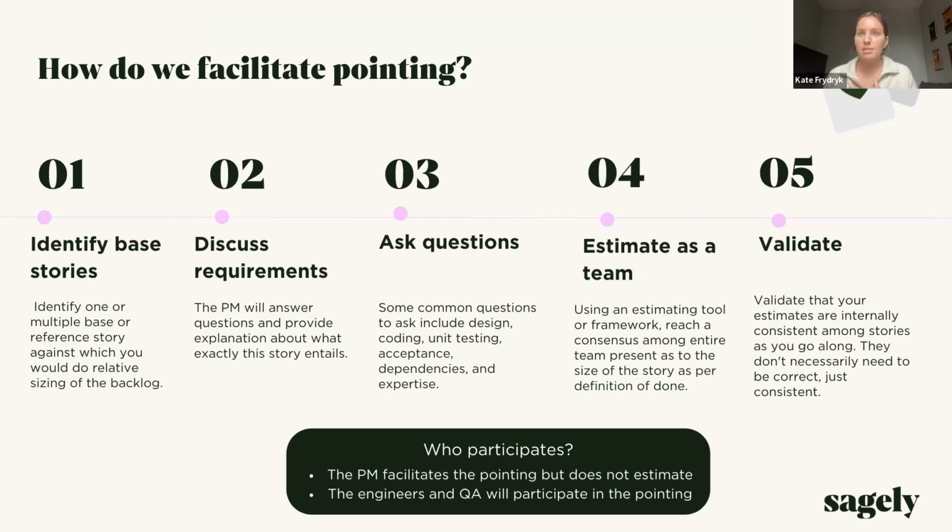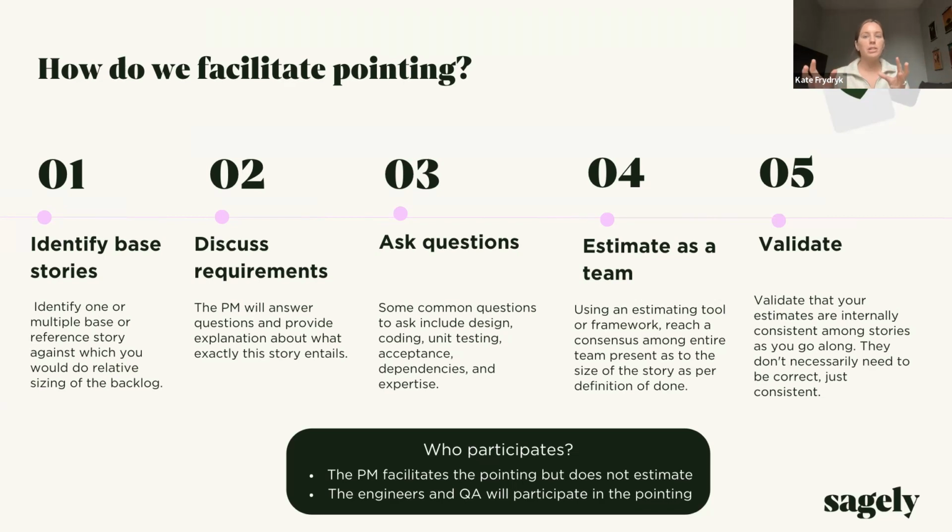So then we estimate as a team. We'll use some type of tool or framework to reach a consensus, and then validate. So after a session or at the end of a session, we'll go back and say, does this make sense? Does this story that we marked as an 8, is it actually an 8 now that we marked a couple other stories that are similar as like a 5 or a 3? So we'll just go back and do a gut check at the end of every pointing session.